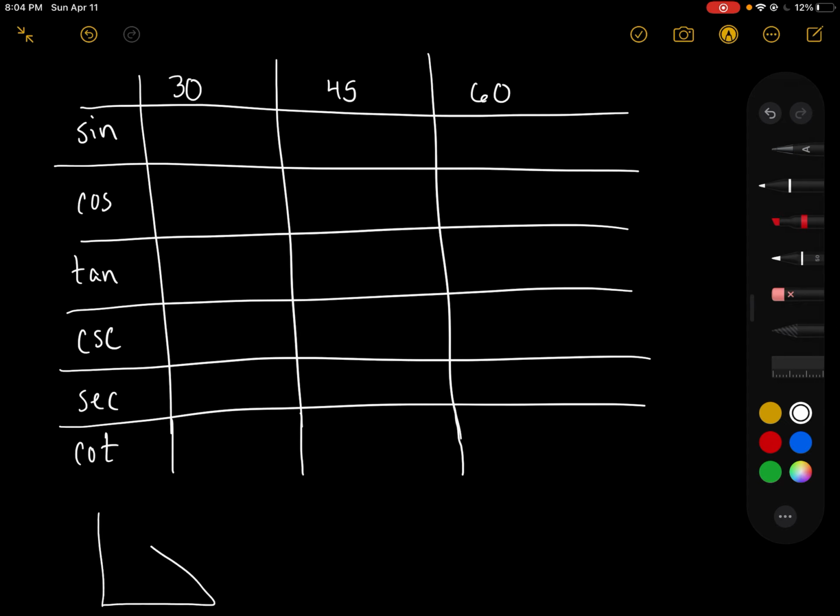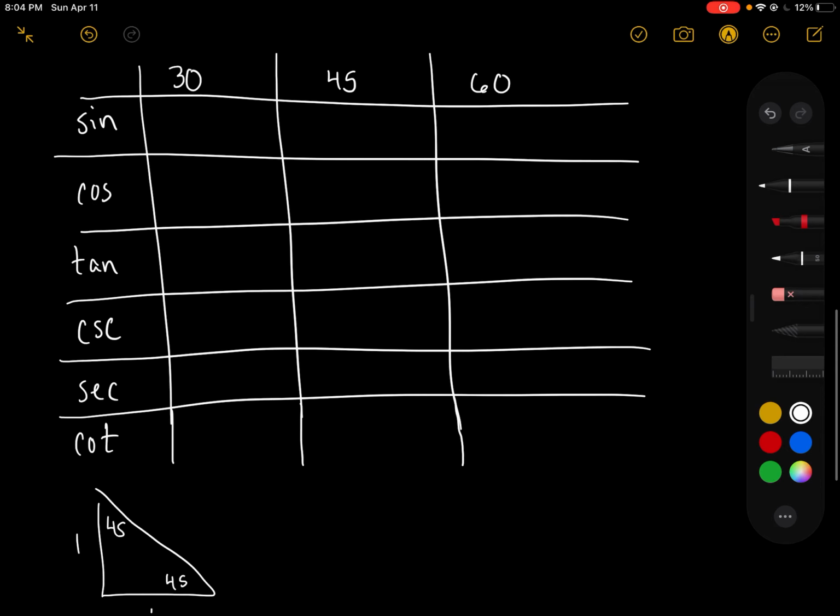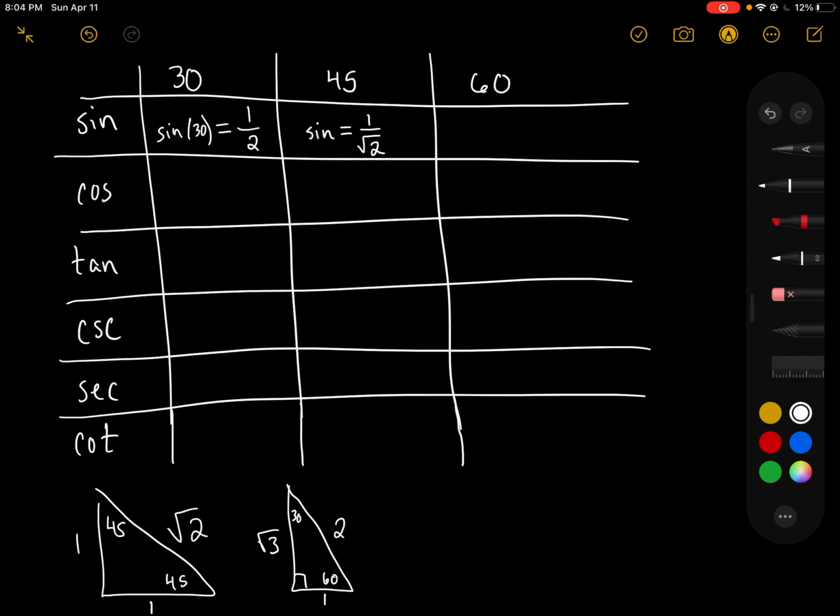And this is going to be important for doing some solving. So just to redraw so we can see it, maybe I'll do it right below. So the sine of 30 is our opposite over our hypotenuse for 30. So it would be 1 over 2.